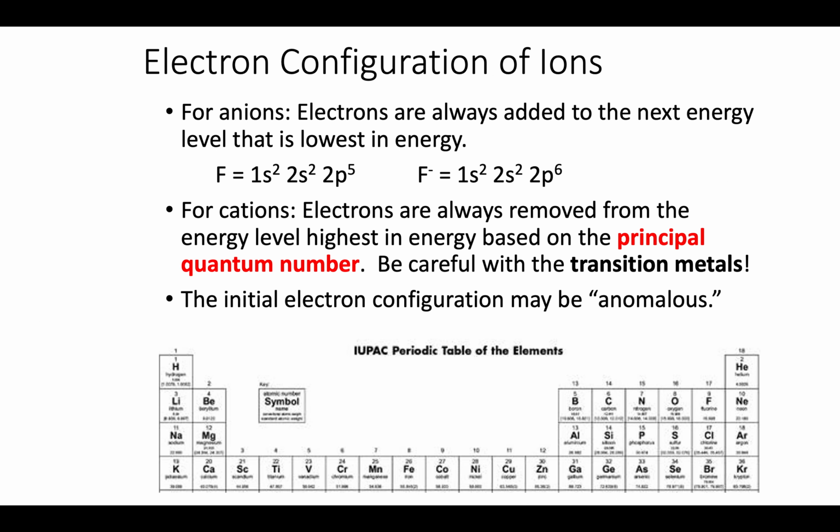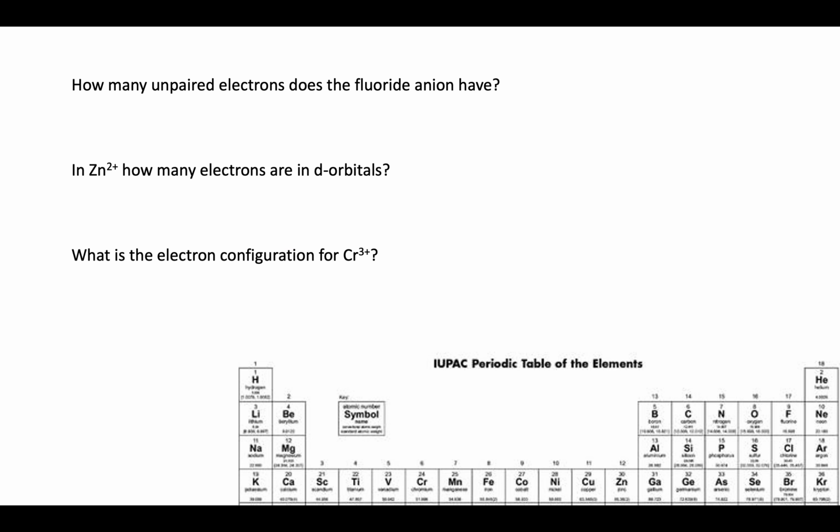When I'm thinking about electron configuration of ions, to add an electron to make an anion, we're adding it to the next available spot when we're going with our building up principle. For cations, this is the one we need to be careful of. We always remove from the higher energy level based on the principal quantum number. We have to be especially careful with transition metals on that, and also be aware that the initial electron configuration might be one of the ones that we called anomalous. Several different questions pertaining to that.